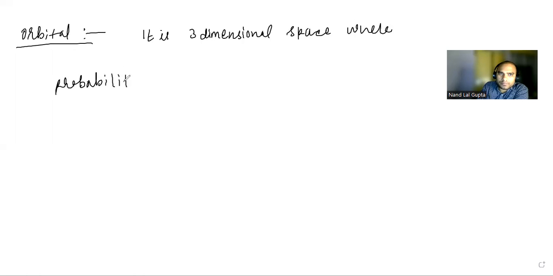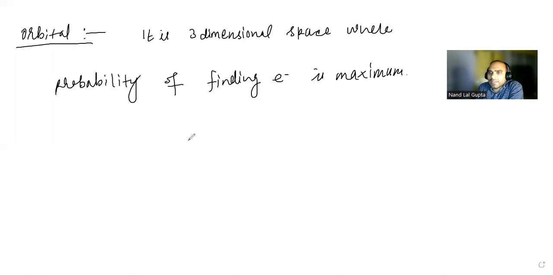Three-dimensional space where the probability of finding the electron is maximum. So if you talk about the orbital, it is the probability of finding the electron. Now you see, there are four types of orbitals. Let us try to understand.